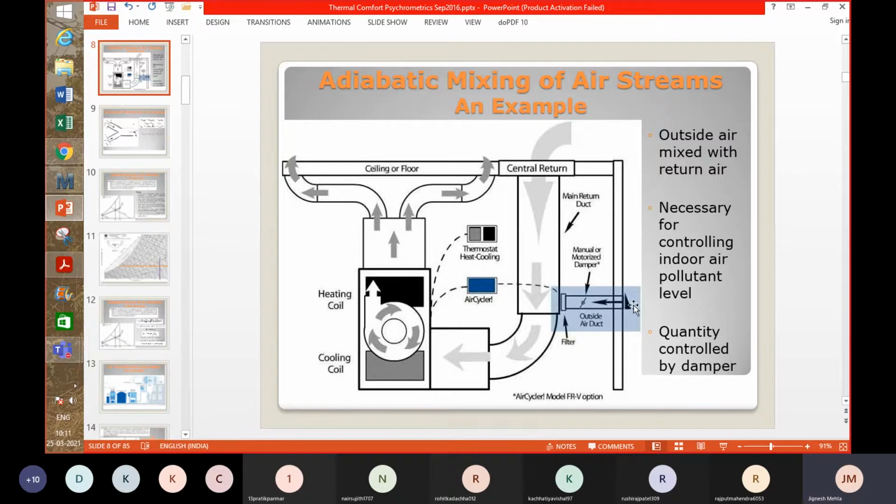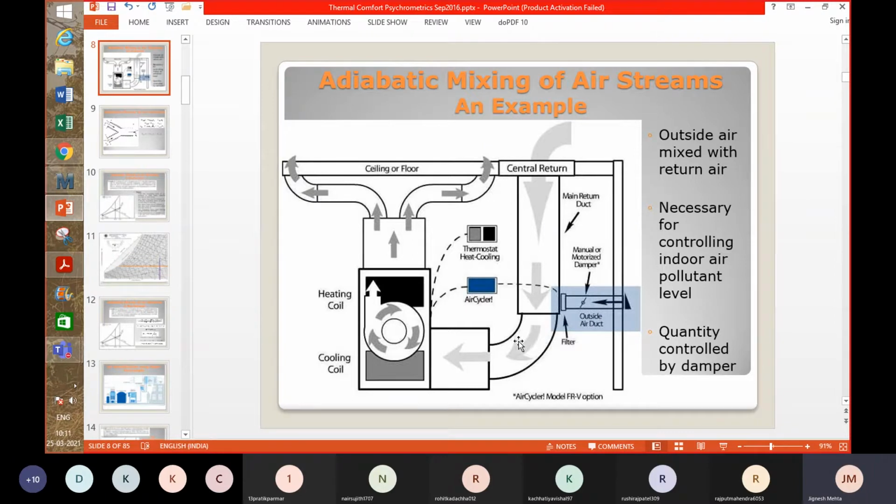And to do that, you have to take the outside air and mix it with the return air stream. So you are mixing them, and then it is processed further. Here this is nothing but adiabatic mixing. There is one airstream with certain properties or state of air, and another airstream with a different state. You mix them, you create a third state, right?